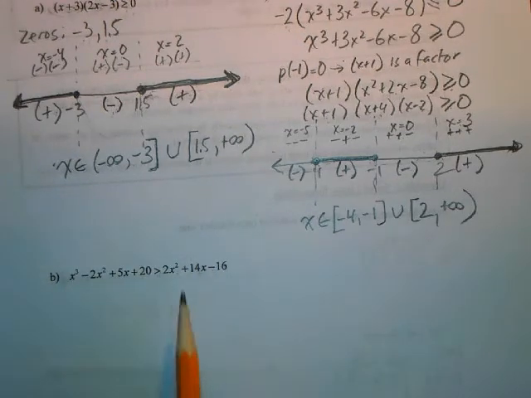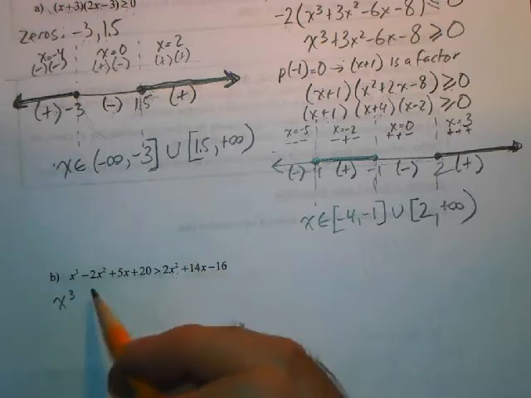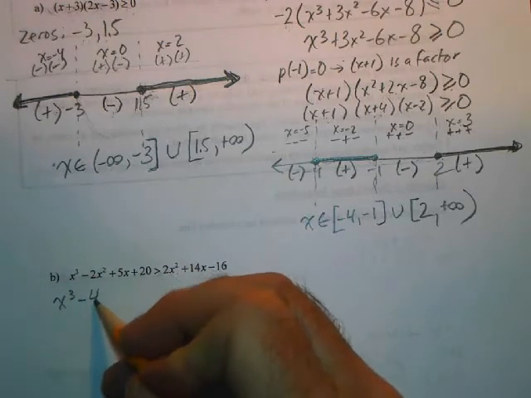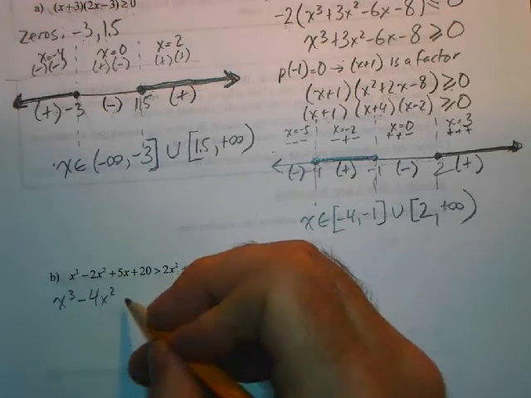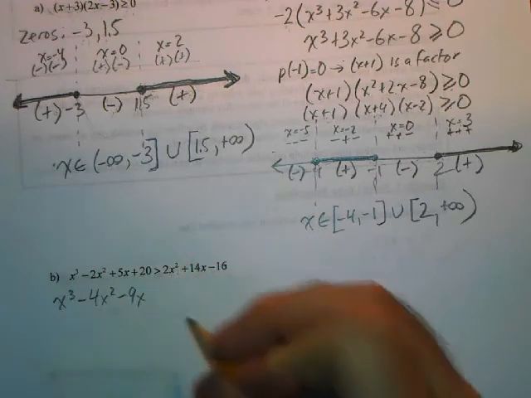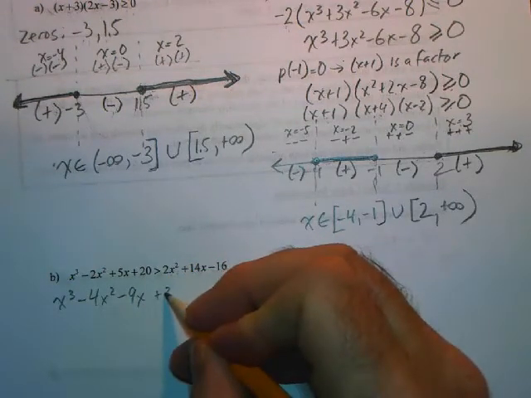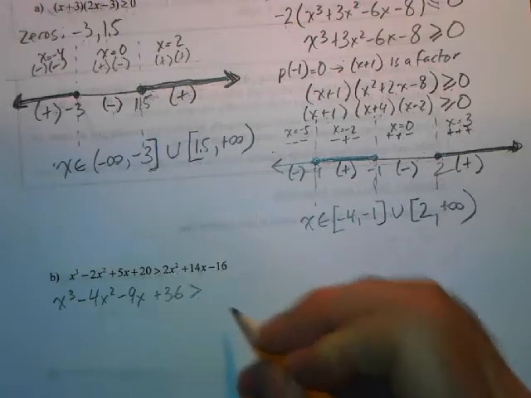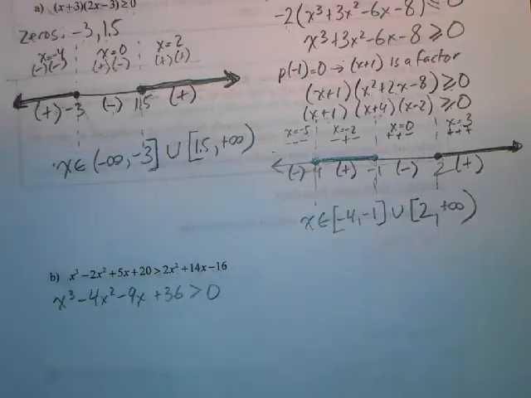So I'm going to get the x cubed, and then I'm going to subtract 2x squared. So I'm going to get a minus 4x squared. I'm going to subtract 14x from 5x. So I get minus 9x. I'm going to add 16 to both sides. So I get a plus 36. Greater than, and since I've removed all those, I now have what I want.